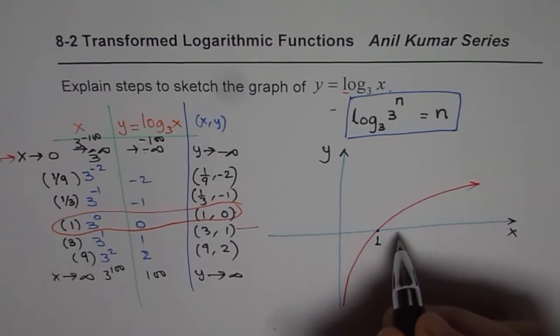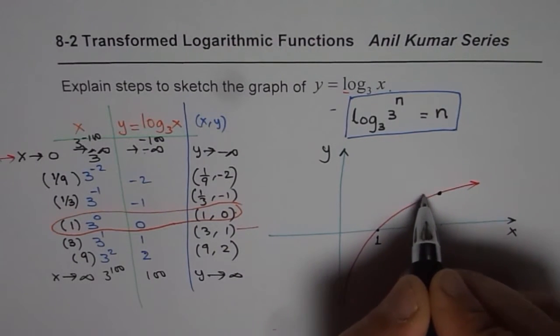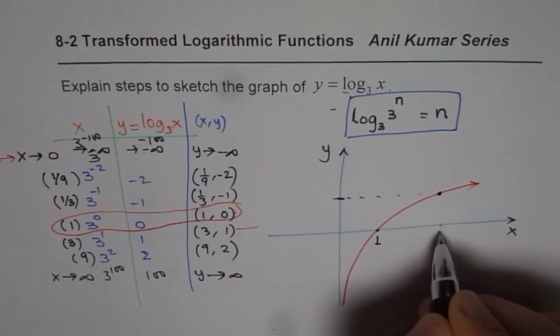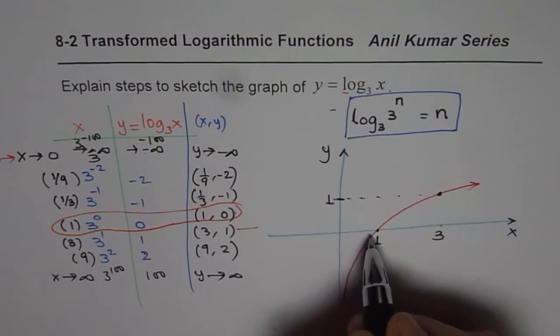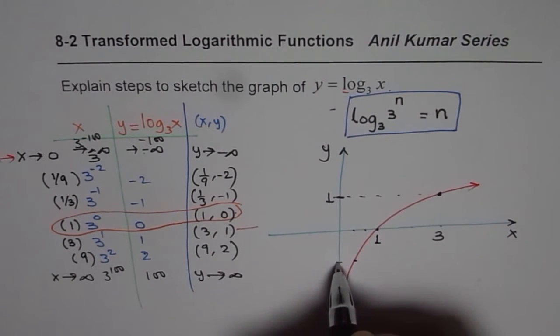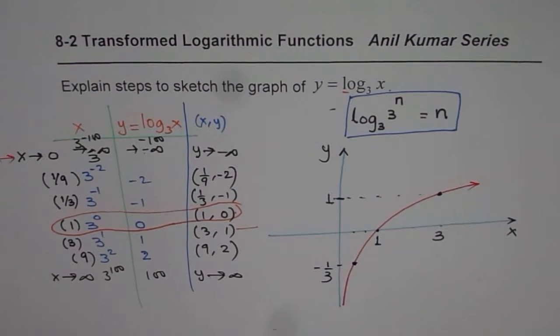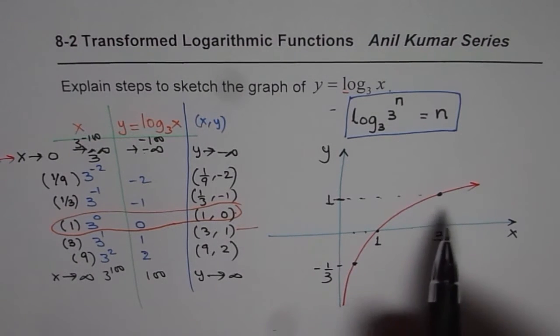At 3 we'll have 1. So it is this 1, let's say 2, 3. So at x of 3 we'll have 1 here. Do you get the idea? Correct? And at 1/3 we will have minus 1. Well, I've taken a very small section. You can plot the other points also and show your result. But in any case, you can see the behavior or the characteristics of the logarithmic function here.